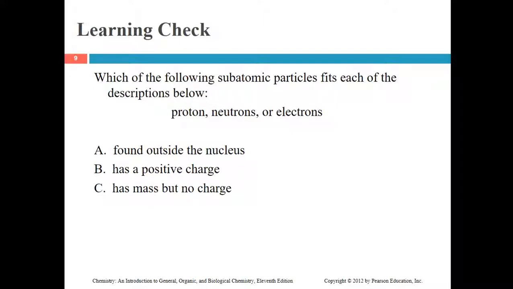So let's see, which of the following subatomic particles fits each of the descriptions below? A, found outside of the nucleus. Okay, well, I'm hoping you know that is an electron. B, which has a positive charge? Well, the only thing that has a positive charge is the proton. What has a mass but no charge? Well, that's the thing that's neutral, i.e. neutron.